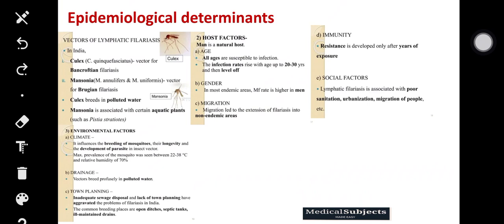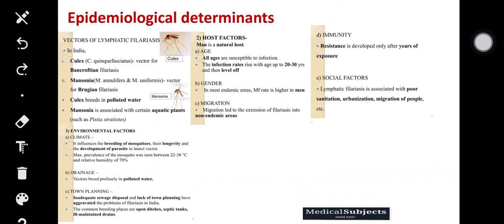So the host factors: man is a natural host. All ages are susceptible for infection. We cannot say kids are more affected or not. The infection rates rise with age up to 20 to 30 years and then level off. So infection rates increase from childhood up to 20 to 30 years, and then they come to a standard, stagnant infection level. It neither increases nor decreases.